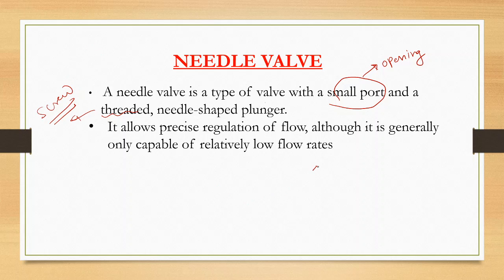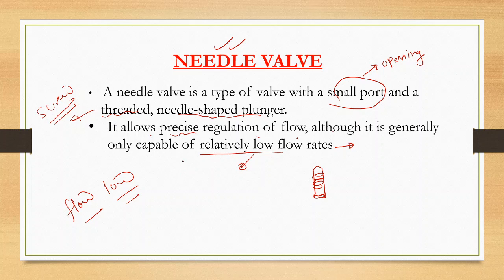So let me draw this diagram. Suppose this is your screw. Okay guys, so on this screw you will see there are threads over there. So that is nothing but threading. Needle-shaped plunger. It allows precise regulation of flow. Precise means controlled, systematic, although it is generally only capable of relatively low flow rates. This will be used where flow is very low. This is not used in high flow, guys.